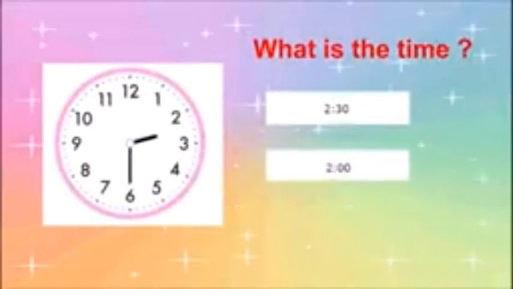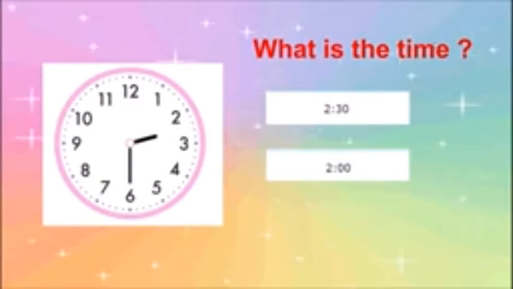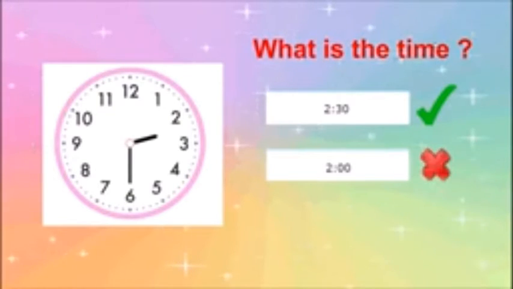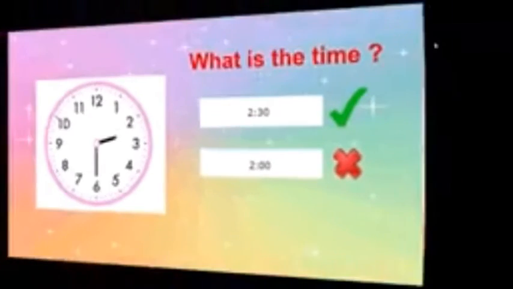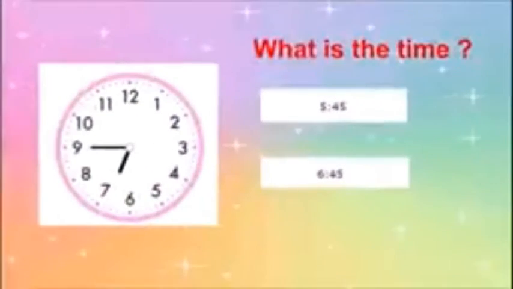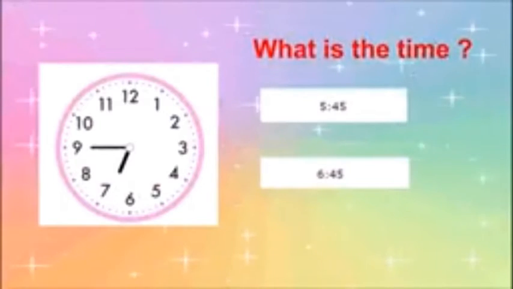Here is again 2:30. So the time is 2:30, because the small hand is between 2 and 3, which means half past has finished, and half is left for 3 o'clock.